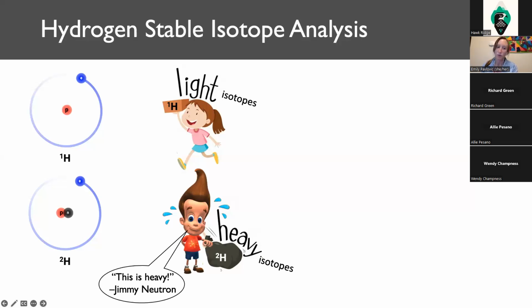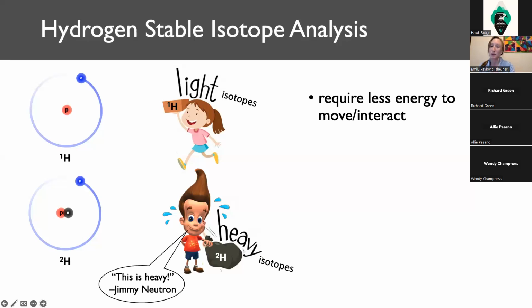So if you're carrying a light box, it's going to require less energy and you're going to be able to move more quickly. Whereas if you're trying to pick up something heavy, you might sweat, you're going to use a lot of energy, and you're probably not going to move as quickly. And essentially, this is how isotopes work.